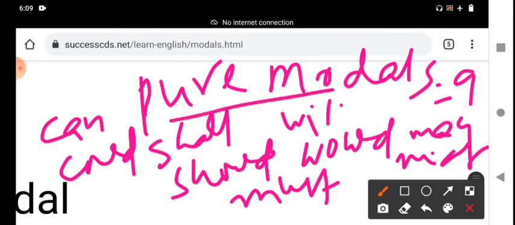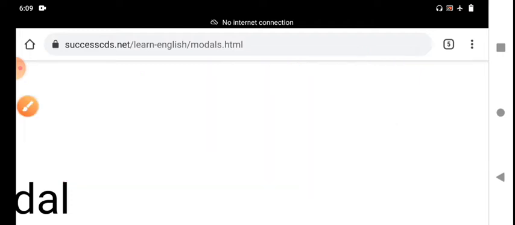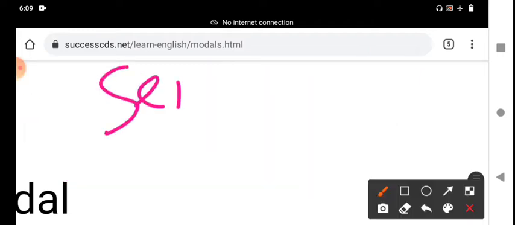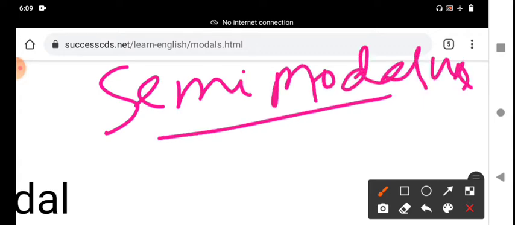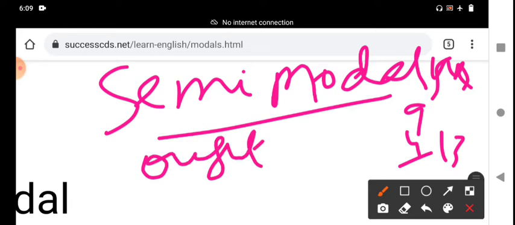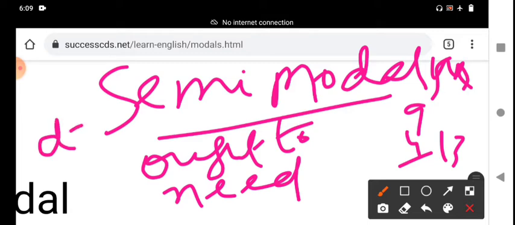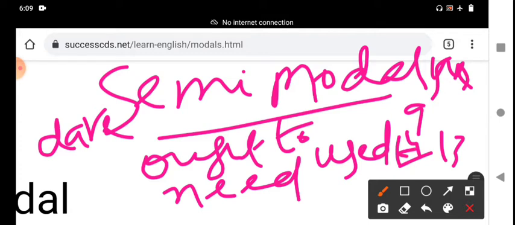You should remember, my dear students. And what about the semimodals? Now we are discussing semimodals or semimodal auxiliaries. Semimodals are only 4. 9 plus 4 is 13. What are the semimodal verbs? Semimodal auxiliaries are ought to, need, dare, used to. These 4 are semimodals.